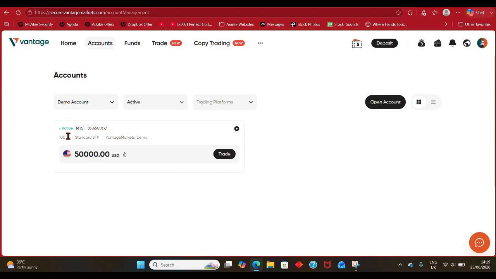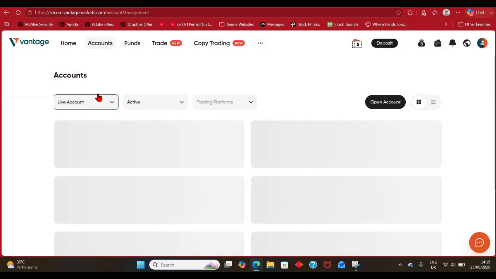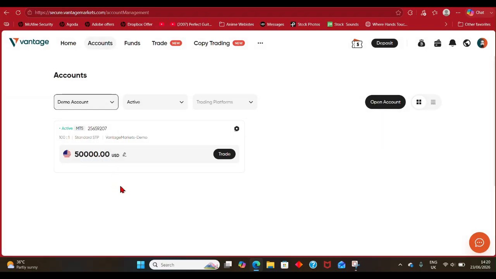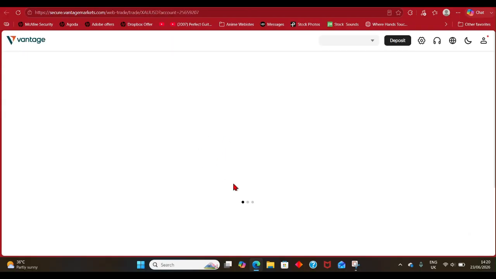So all you do is go onto your account. You can either use your live account or your demo account. It is the exact same way for both of these accounts. The only difference is one's with real money and one is with fake money for practice. So press trade on one of these accounts.